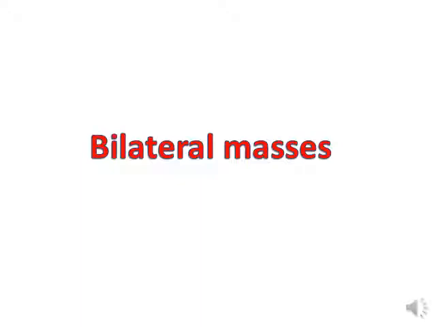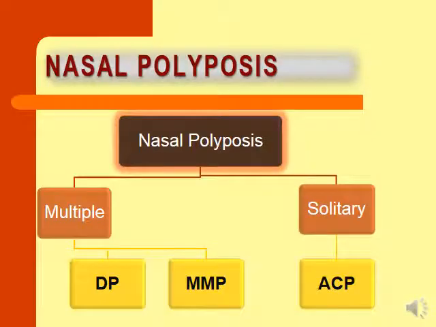Finally, what about the bilateral masses? We have two entities: the inferior turbinate hypertrophy, which is bilateral, or the diffuse polyposis. When we talk about polyposis, we are talking about two entities. Either the solitary polyp, which is the antrochoanal polyp we have just talked about, which arises from the maxillary sinus and then goes into the nose to the nasopharynx. That's why it is called antrochoanal polyp. Or the multiple polyps: the entity of diffuse polyps filling all parts of the nasal cavity, or middle meatal polyposis arising only from the area of the middle meatus.